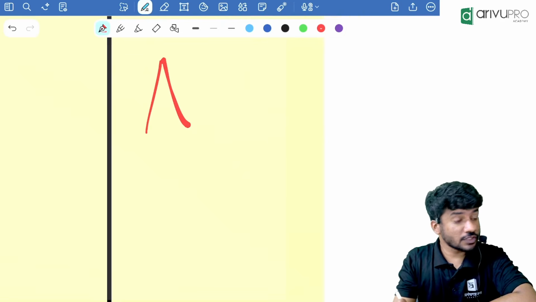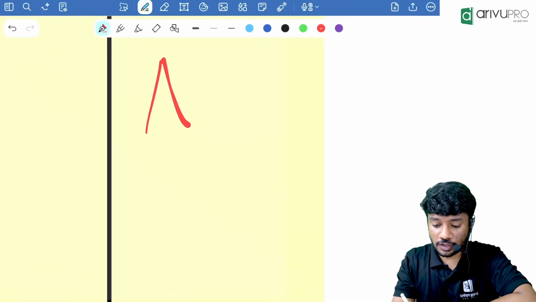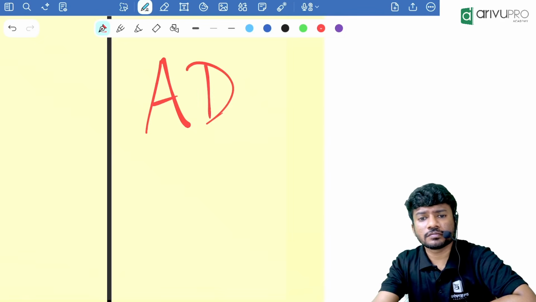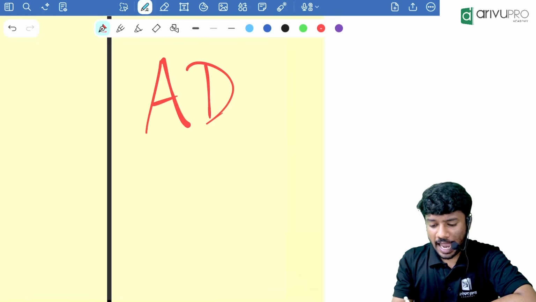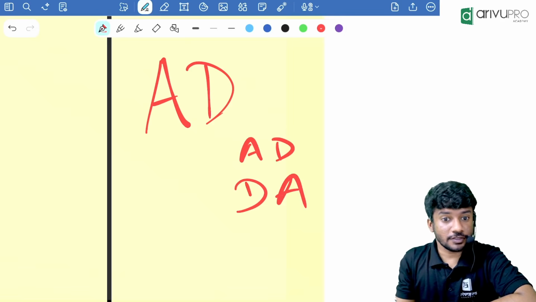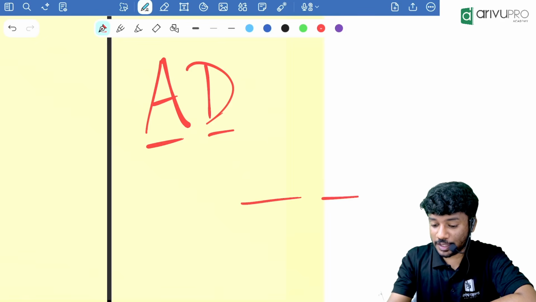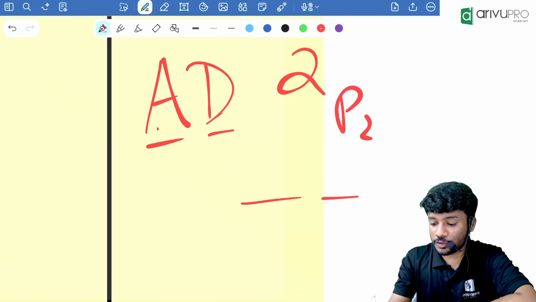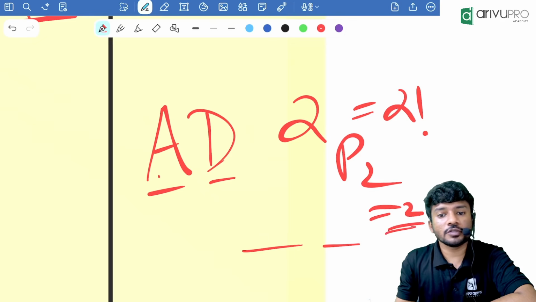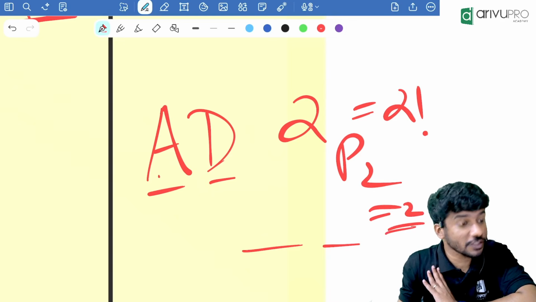In order to confirm it for you, how many new words can be formed from the letters of the word AD? We know that AD is there, then DA is there. Only 2 words are there. So how to find that? 2 vacant places are there. That means 2 letters are there. 2P2. 2P2 is how much, people? 2 factorial. 2 factorial is how much? 2. So it is proved. Whatever may be the case, it can be proved just using this method.